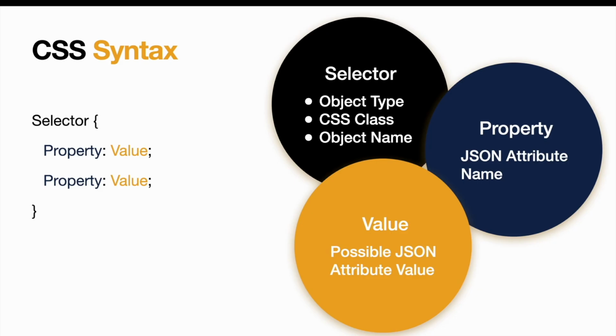The 4D documentation gives many examples of selectors and you can combine them, but honestly, using just types and classes is already enough to style your forms precisely, consistently, and professionally. The properties directly correspond to the attributes you already use in form objects in JSON. And the values you set are the same as the ones expected in those attributes.